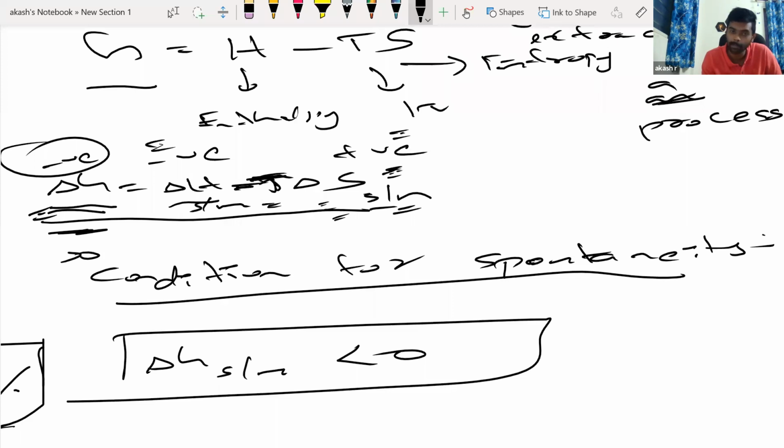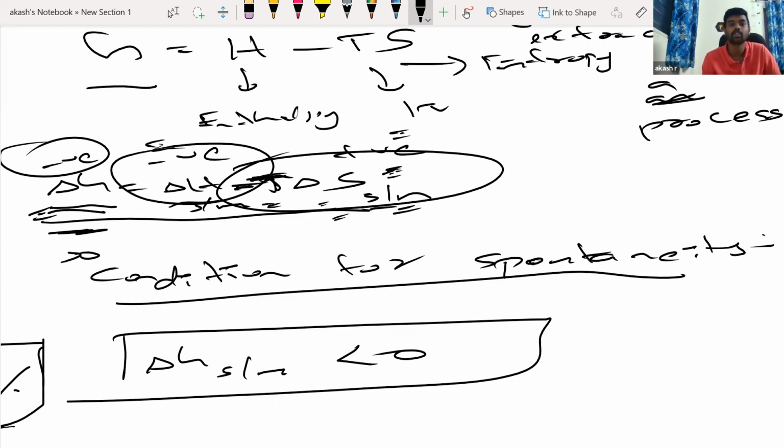Right? And this is going to become positive. So overall, this term is negative only, whatever be the temperature, because temperature cannot be negative, right? And this value is already negative. So in this particular case, if I have a process where delta H is negative and delta S is positive, that particular process or reaction will be spontaneous at all temperatures. Doesn't matter whatever the temperature is, it is going to be spontaneous, right?